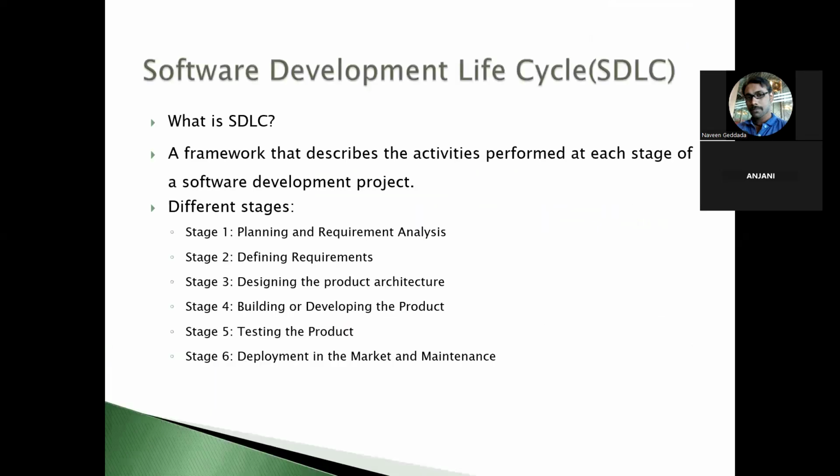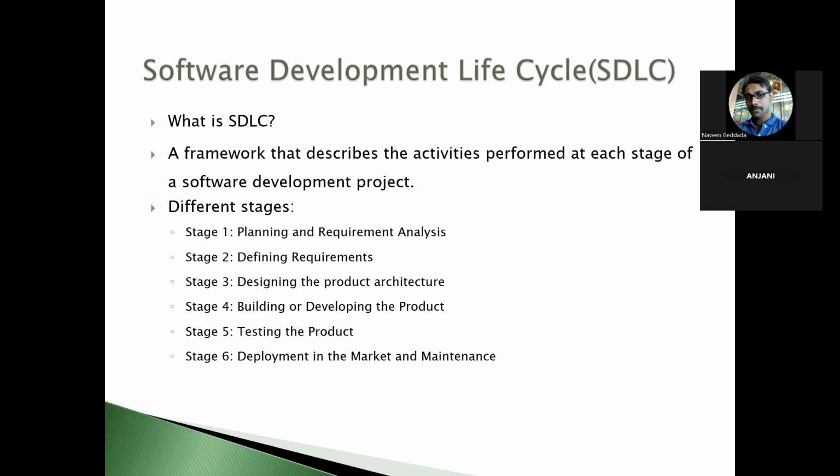Okay, so as we discussed about the SDLC, which is the software development lifecycle. We discussed that the SDLC has four different phases, which are design, analysis, implement, and then test. In detail, the different stages involved in the SDLC are: first we need to plan the requirements, which is stage one, planning and requirement analysis, and stage two, where we are going to define the requirements, and stage three will be designing the product architecture, which is going to be handled by the solution architect team.